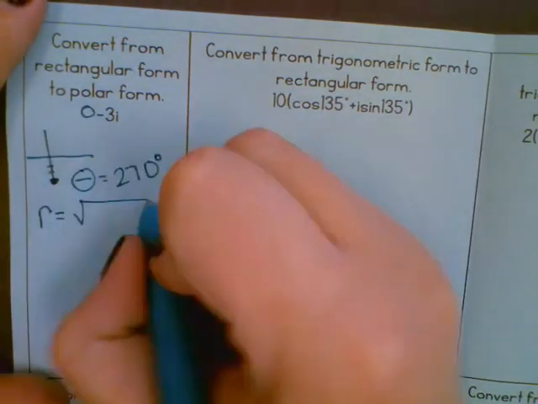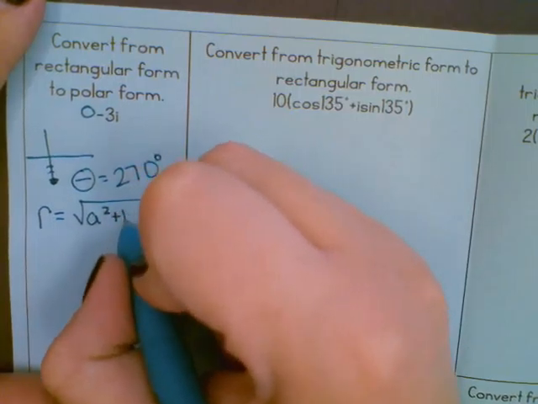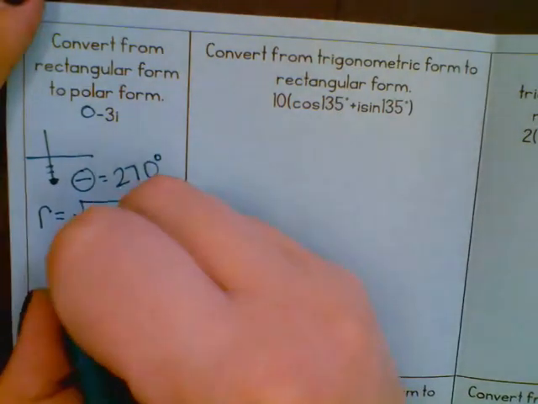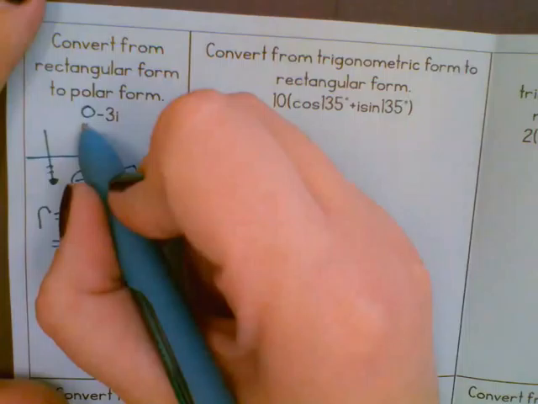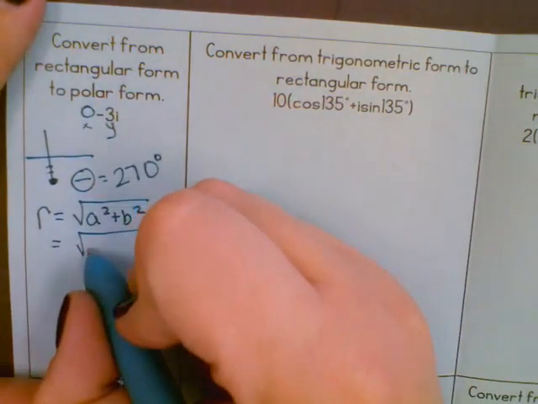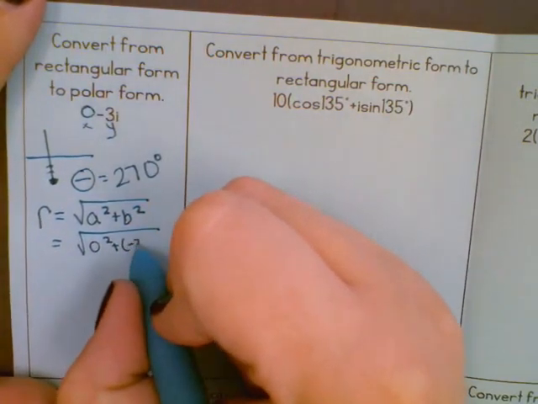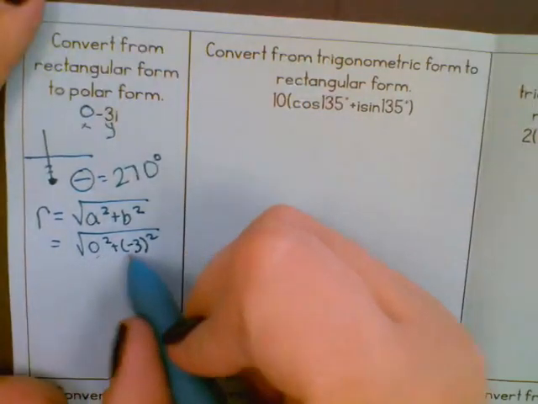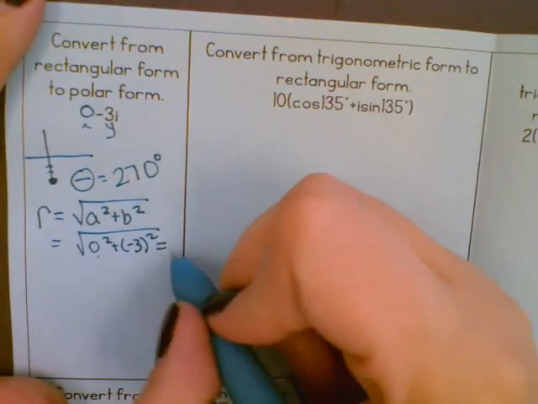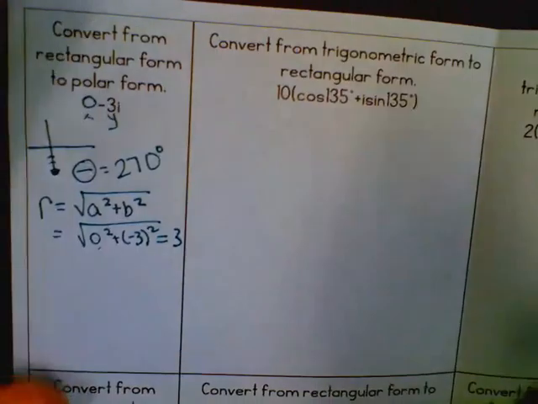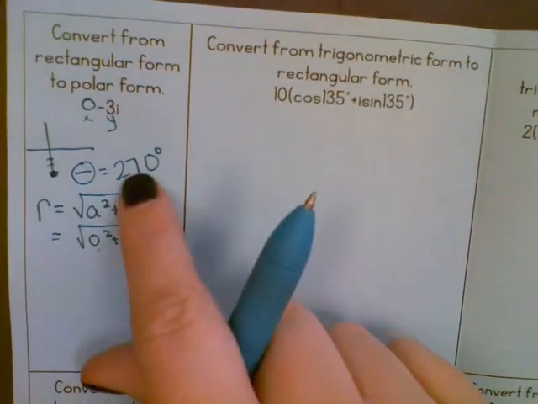So remember, it's the square root of a squared plus b squared, or x squared plus y squared, whatever. Like this is your x and y, or your a and b. So we have 0 squared plus -3 squared. So 0 plus 9 is 9, and the square root of that is just going to be 3. So our r is 3, our theta was 270.